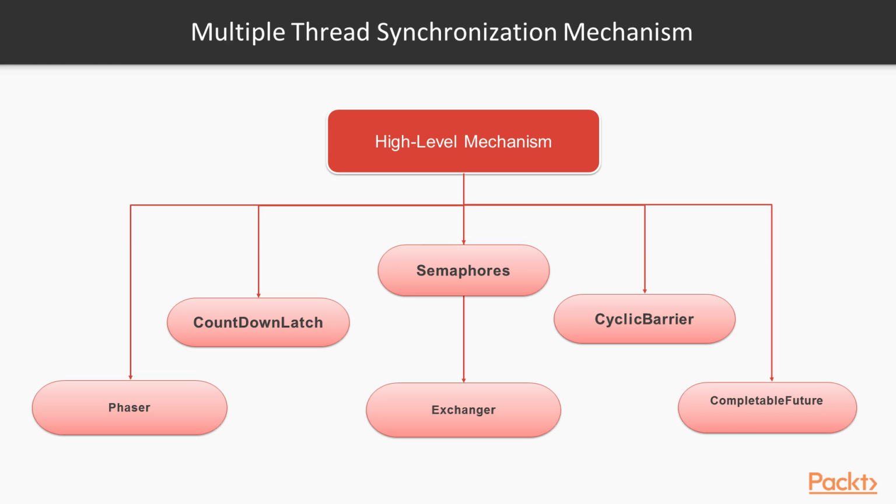This section covers the use of high-level mechanisms to synchronize multiple threads. These high-level mechanisms are semaphores, countdown latch, cyclic barrier, phaser, exchanger, and completable future.